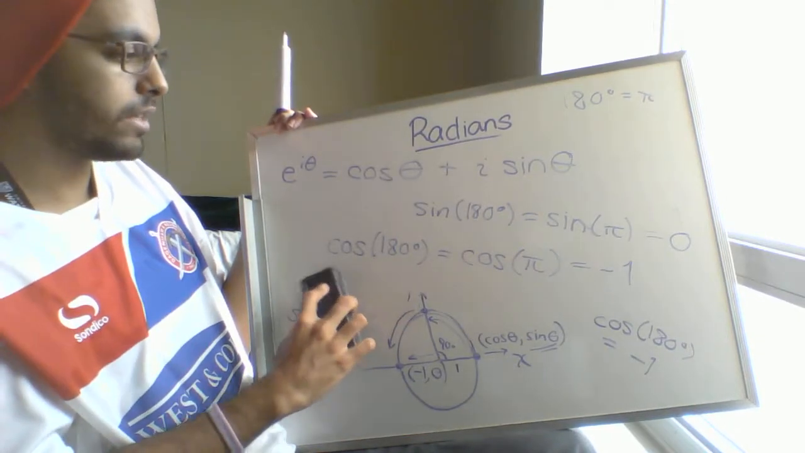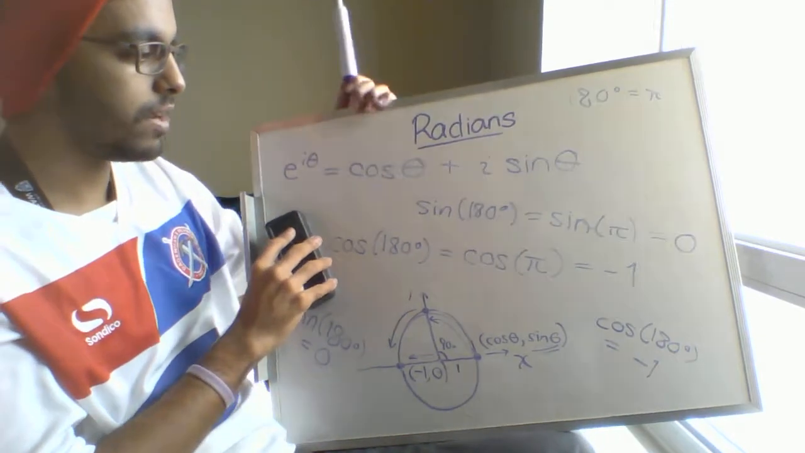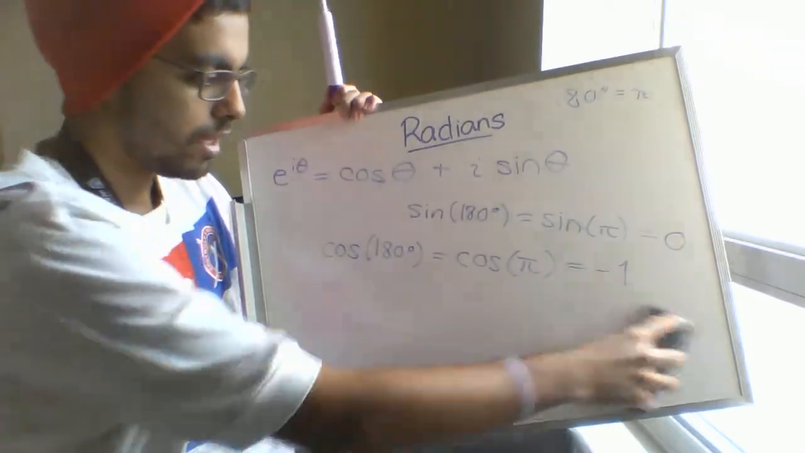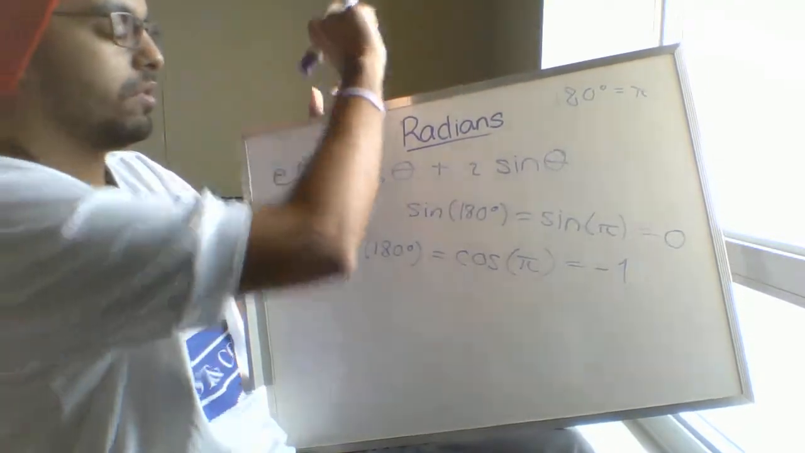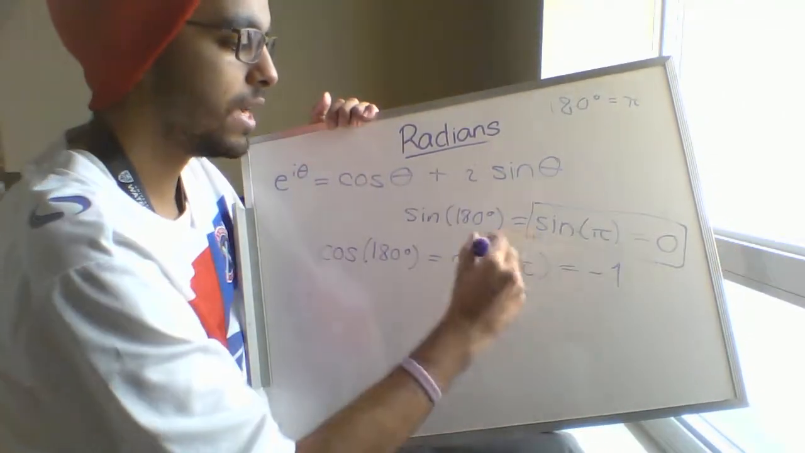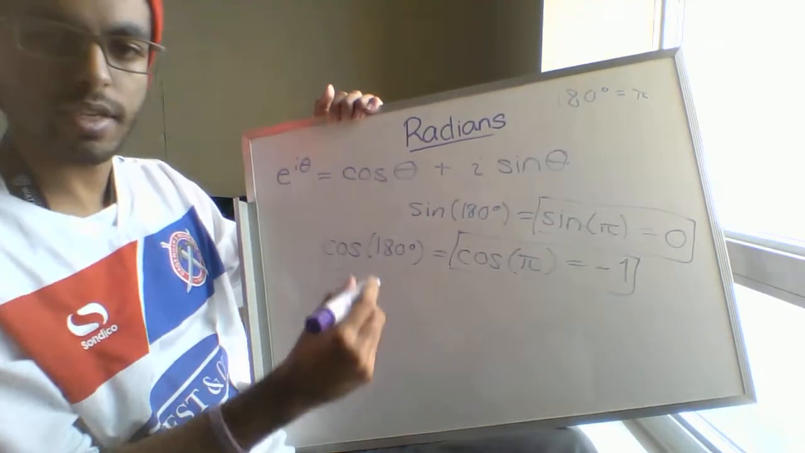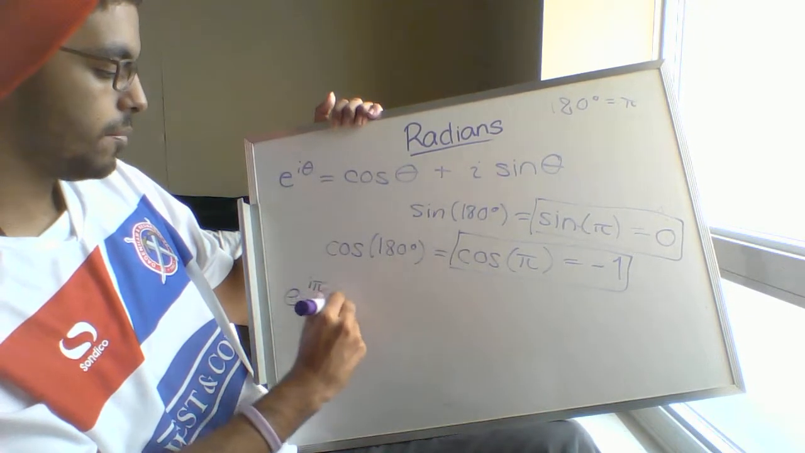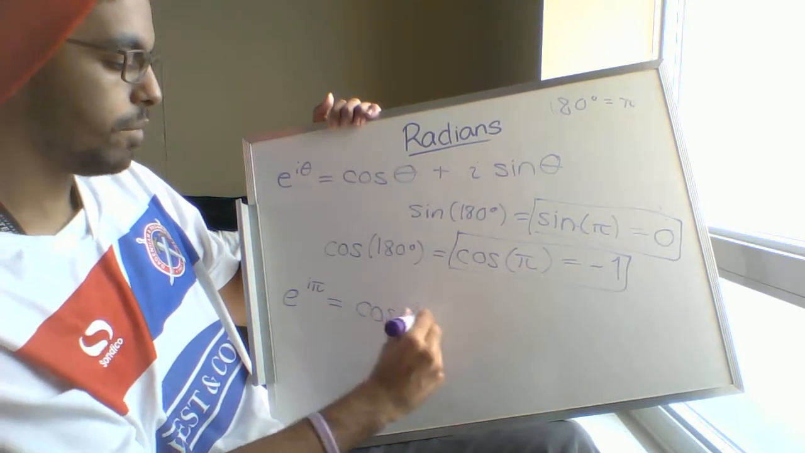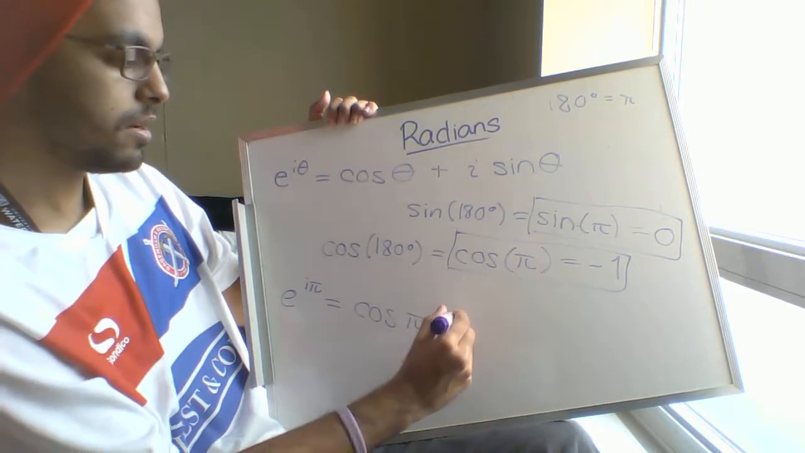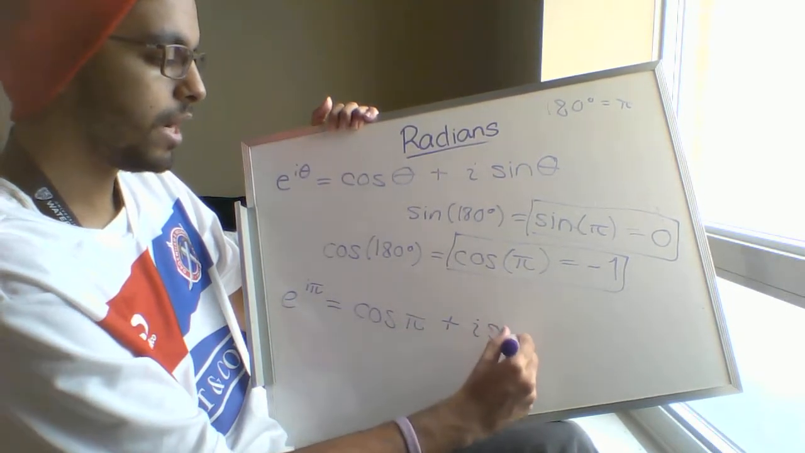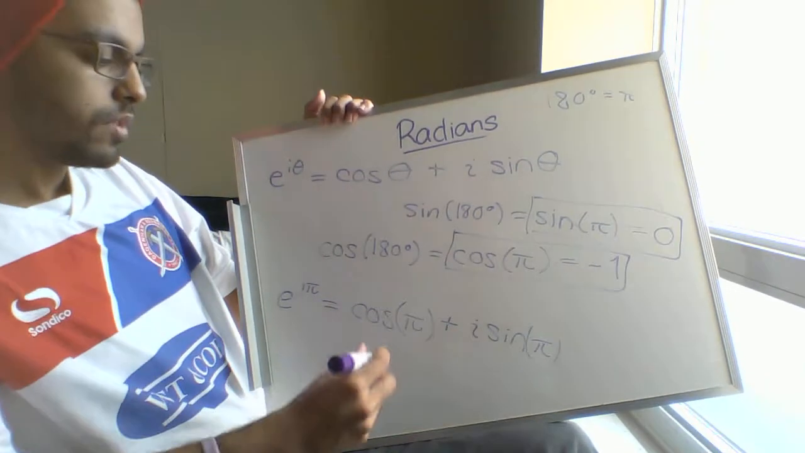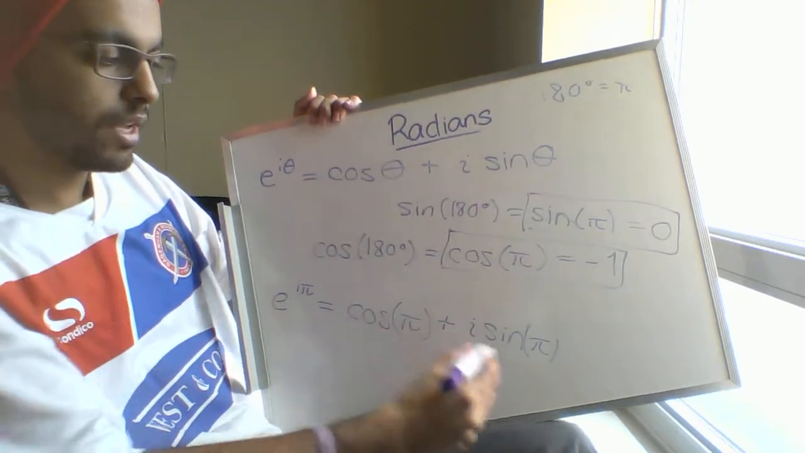The information that we need is this: sine of pi is 0 and cosine of pi is -1. So if I plug in pi in place of theta, e to the i pi is equal to cosine of pi, because I have a pi here, so I have to put a pi there, plus i multiplied by sine of pi. You can put brackets there if you want to. So cosine of pi plus i times sine of pi.